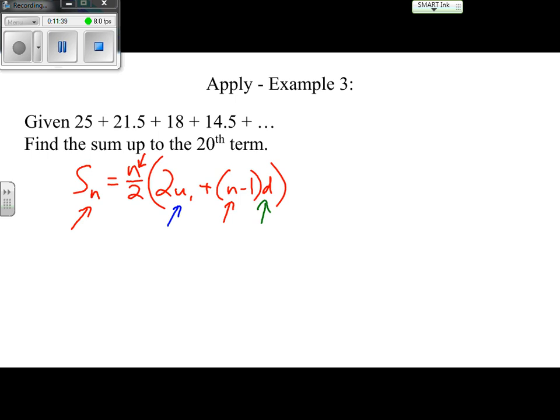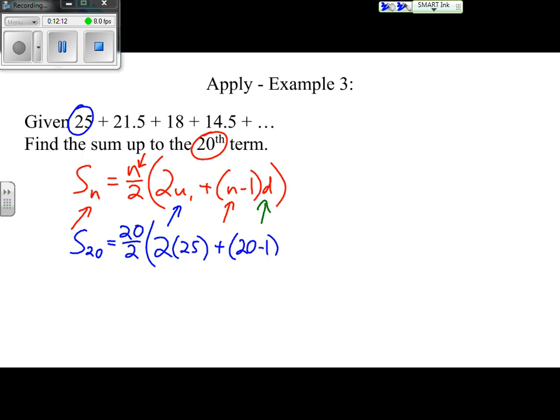So I know my first term, I'll circle that in blue. The 25 I know right away, so I can write 2 times 25. And I still need to know the number of terms that I'm adding up. Well, that I have. That is 20. So that means I'm going to find the sum of my first 20 terms. And that's equal to 20 divided by 2. And it's also my n value, so I have 20 minus 1. And then the only thing I don't have is my common difference, which I had indicated earlier here in green.